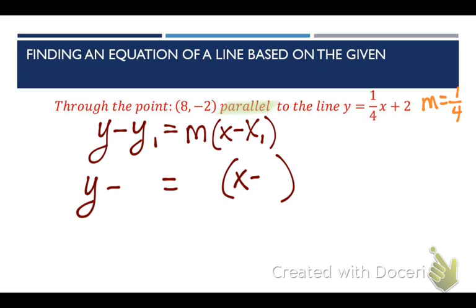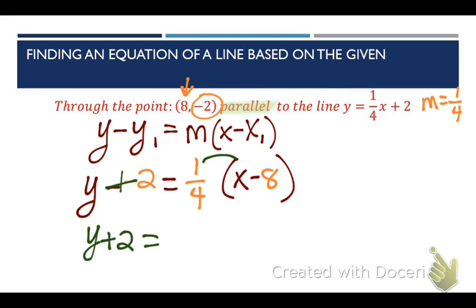All right, what is the y of the coordinate they gave us? Negative 2. What is our slope? 1/4. And then what is the x that they gave us? 8. All right, so again, minus and minus make a plus. So we got 6 plus 2 on the left. 1/4 times x will make 1/4 x.